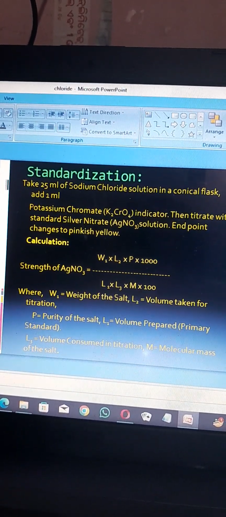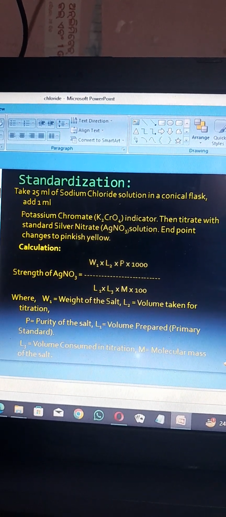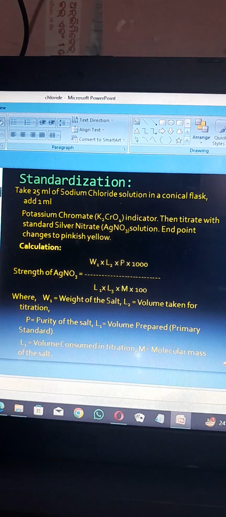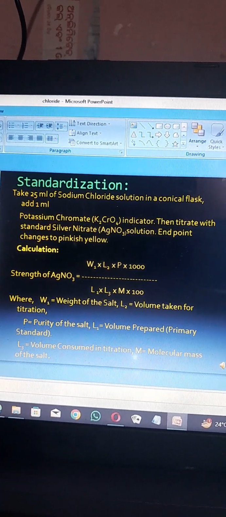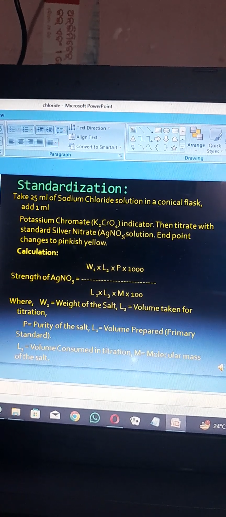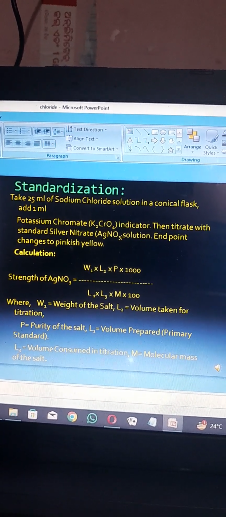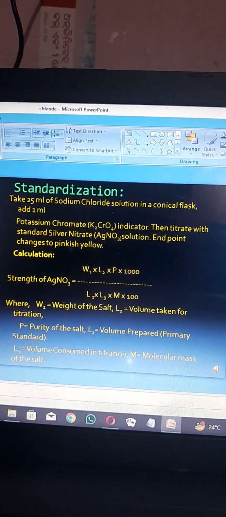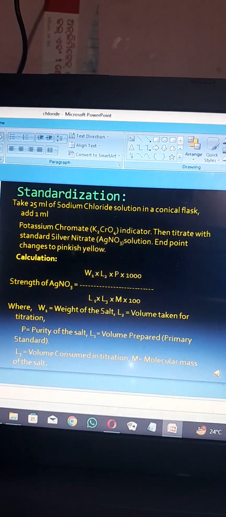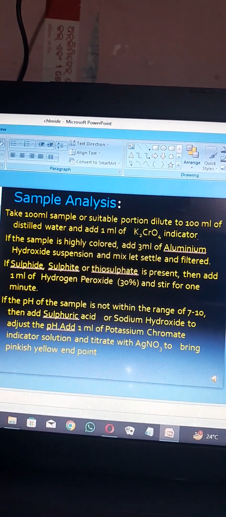For the calculation: W1 into P, L2 into P into 1000 by L1 and L3 into M into 100, where W1 is the weight of the salt, L2 is the volume taken per solution, P is the purity of the salt, and L1 is the volume prepared. By this calculation we find out the strength of the silver nitrate, whether it is exactly 0.0141 or not. Then come to sample analysis.